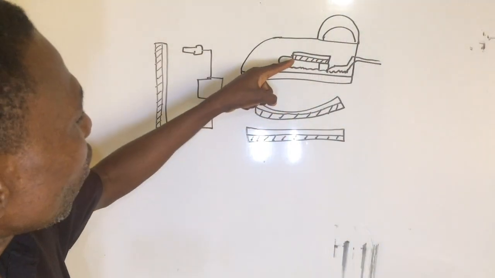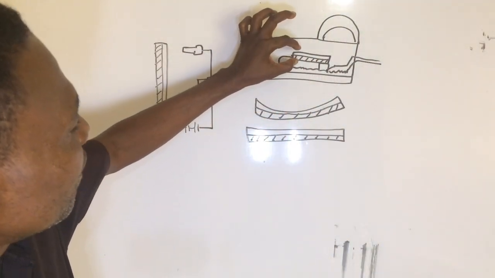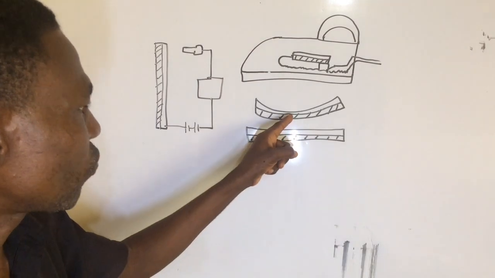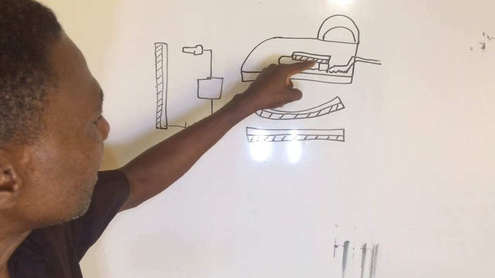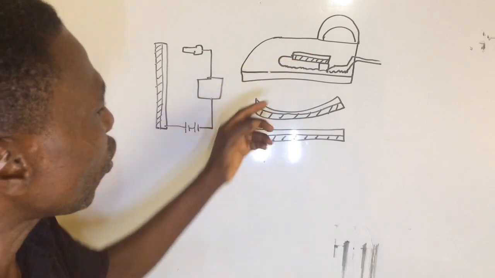How does it work? The heating will cause this bimetallic strip to bend just like this one, because this bottom one expands more than the second one, so it will cause it to bend.